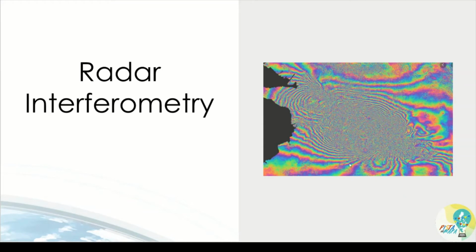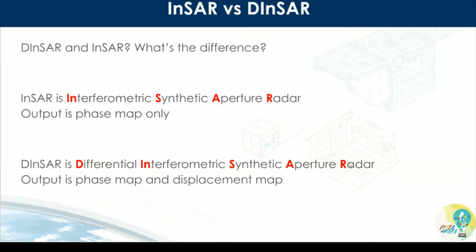So now that we have a brief introduction into radar, let's talk about interferometry. So you may come across these two terms. There's DInSAR and InSAR. What our software focuses on is DInSAR because our workflow is able to generate a displacement map. But with InSAR, you're only looking at the interferometric image. So that's the phase image, which is the rainbow image you saw in the previous slide.